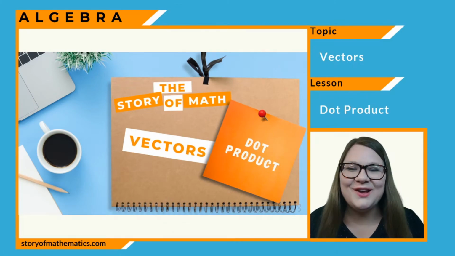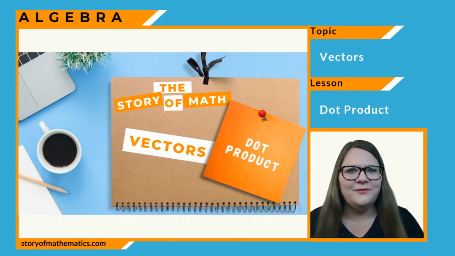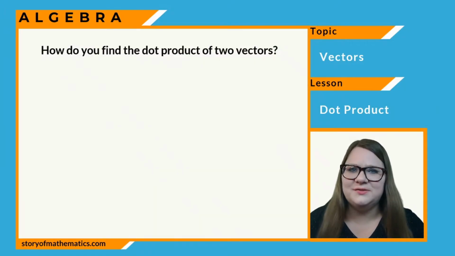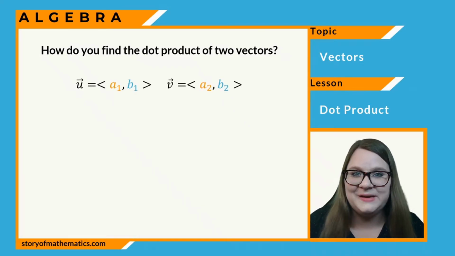Hi, in this video, we're going to learn about the dot product. Now, how do you find the dot product of two vectors? Well, let's start with some two-dimensional examples. Let's say we have u is a1, b1, and v is a2, b2.